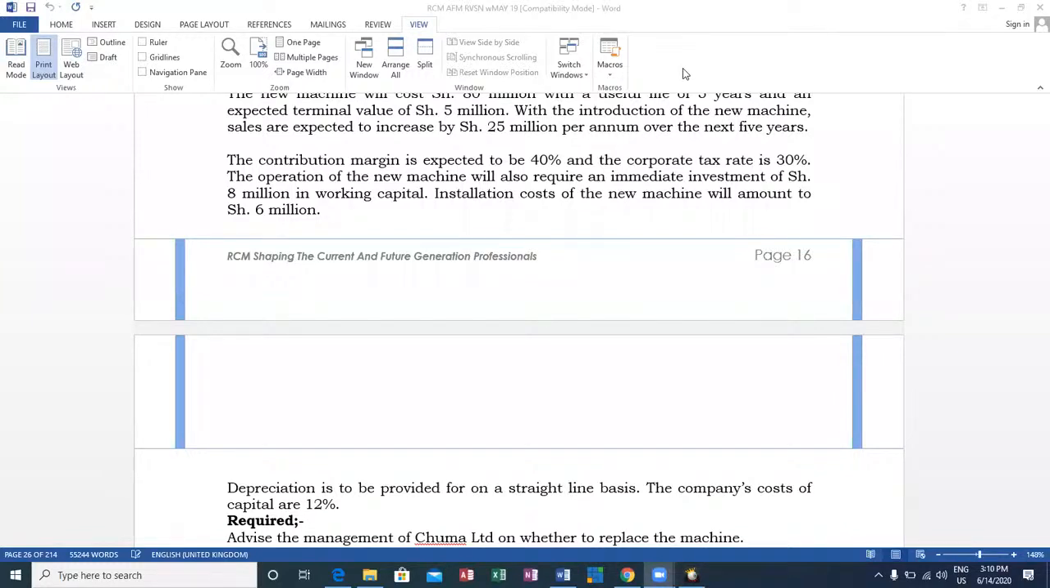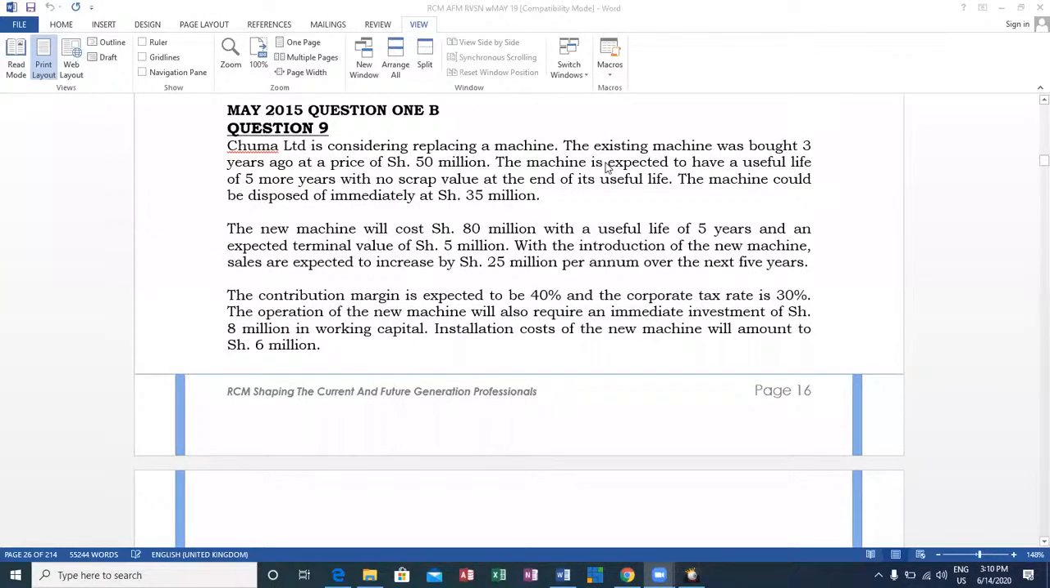So, ladies and gentlemen, remember, for us to be able to advise here, we normally use discounting. We normally use net present value. For net present value of an asset, you need 3 things. Number 1, you need the initial outlay. Number 2, you need the terminal. So you're looking at 2 things here.